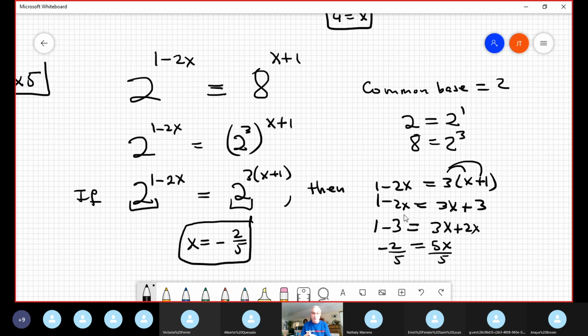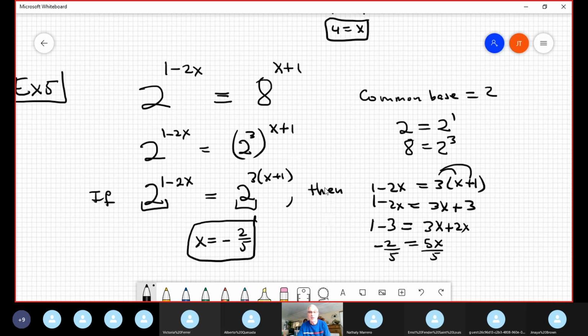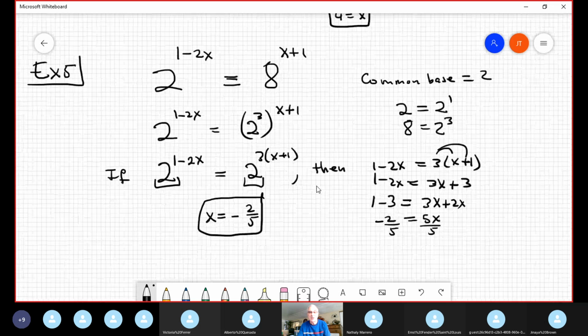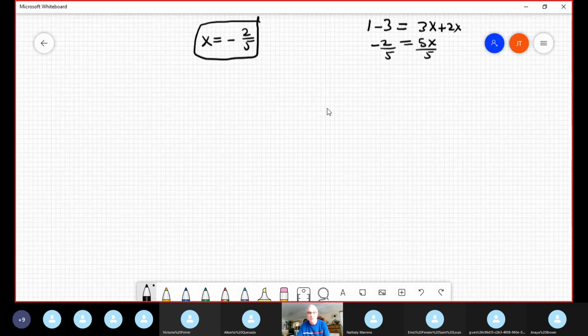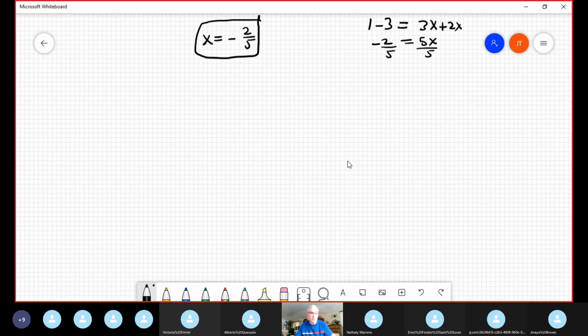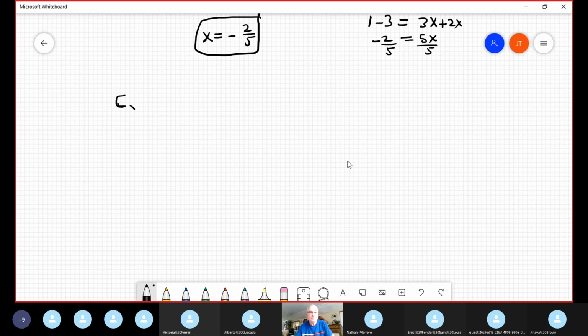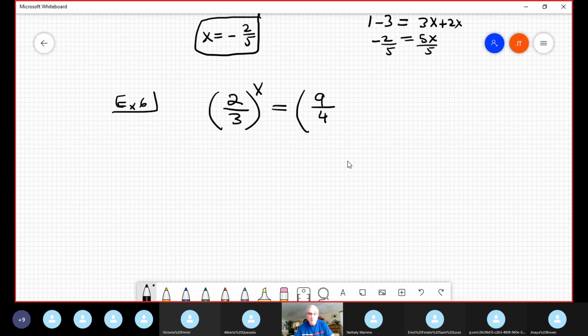One more, the last one. I promise, the last one, number 6, and that's it. The last one. This is easy. We are solving in 1 second. No, not 1 second, in 5 seconds. Okay, suppose example number 6. This is 2/3, a fraction, raised to the x power, is equal to 9 over 4.